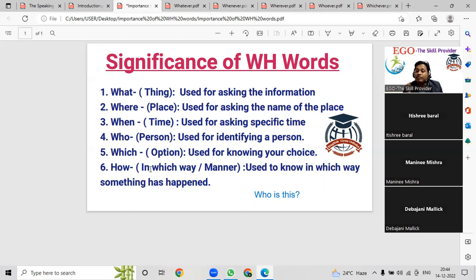So this is something called what is used for things. Basically, whenever you are trying to ask a question using what, that particular time you need to know the exact information, right? Hey, what's your name? Which state do you belong to? What's your father's name? That means I need to know the exact information. Where, exact place. When, exact time. Who, identifying the person. Which, option. And how, the way, the process, the manner something has been done.